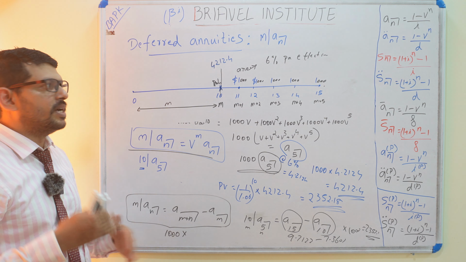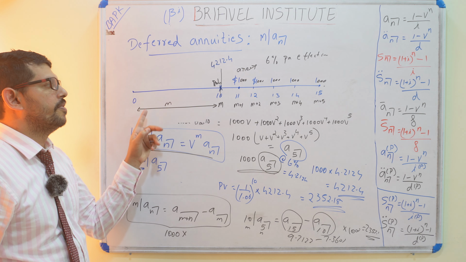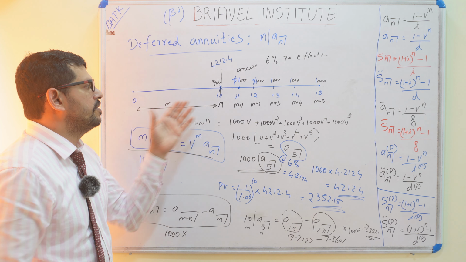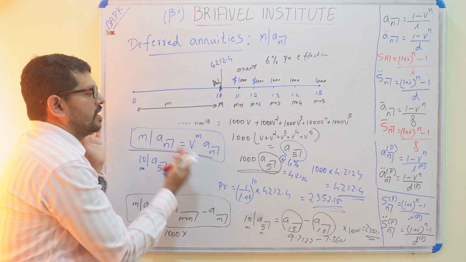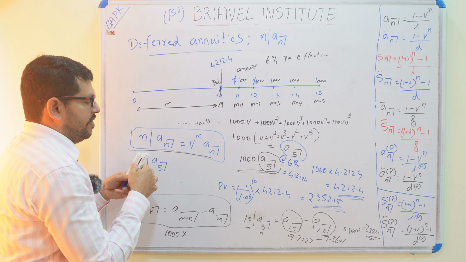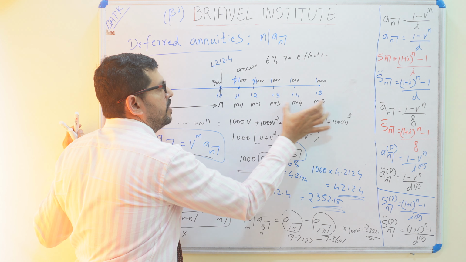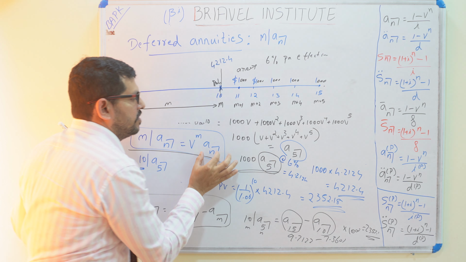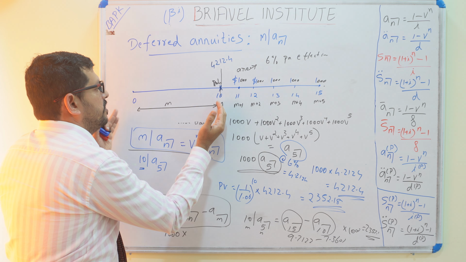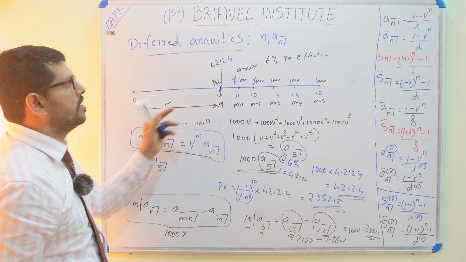Hope you understood what a deferred annuity is. It is a deferred period, some period is deferred. So for that period we will take v raised to m, because payment starts after the deferred period. So that is a n, and for the deferred period we take v raised to m. So this is m bar a n.